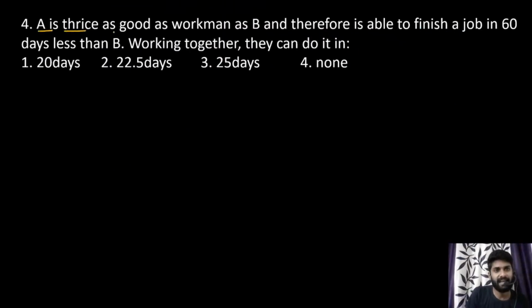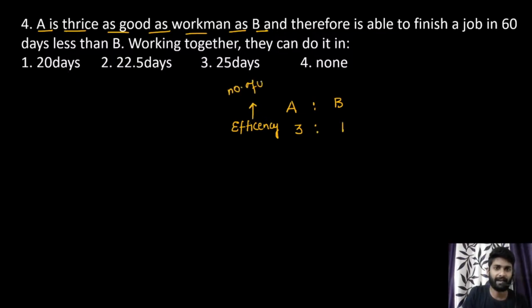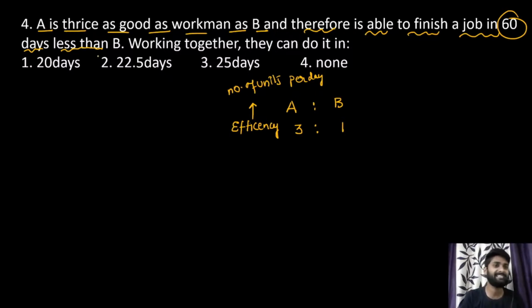This question, next one. A is thrice as good a workman as B, which means the ratio of efficiency is 3 is to 1. Clear? What is the meaning of efficiency? Performing a number of units per day. And therefore A is able to finish a job in 60 days less than B. See, he is able to finish a job in 60 days less than B.